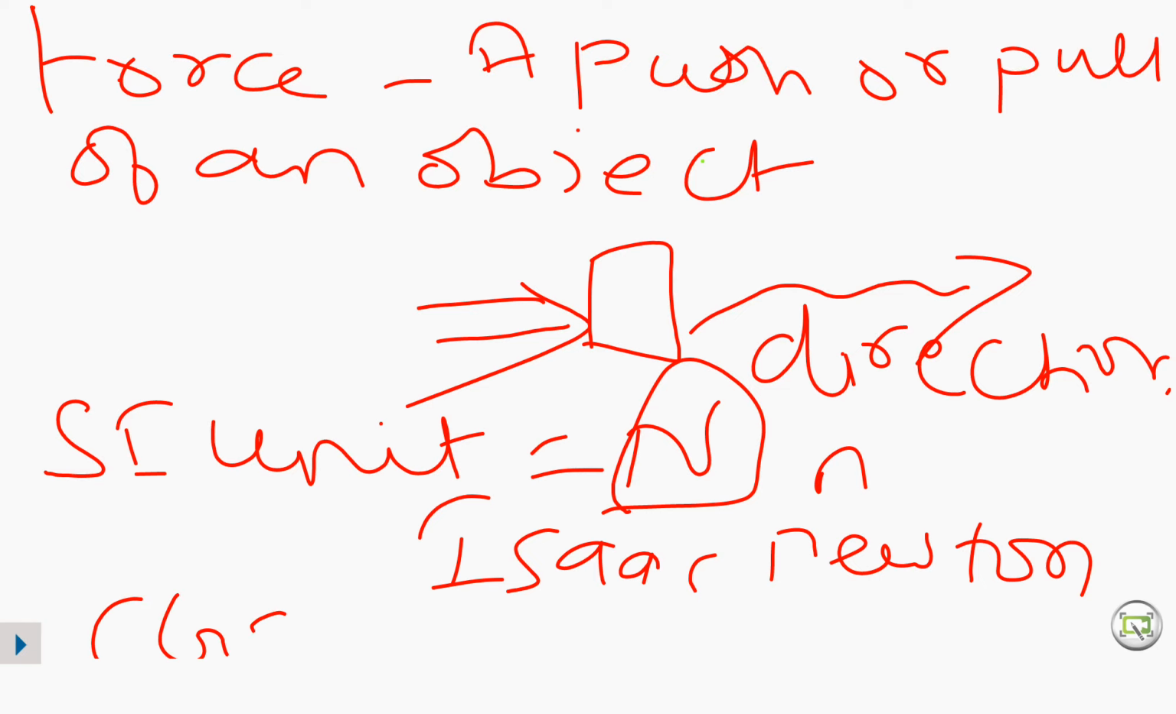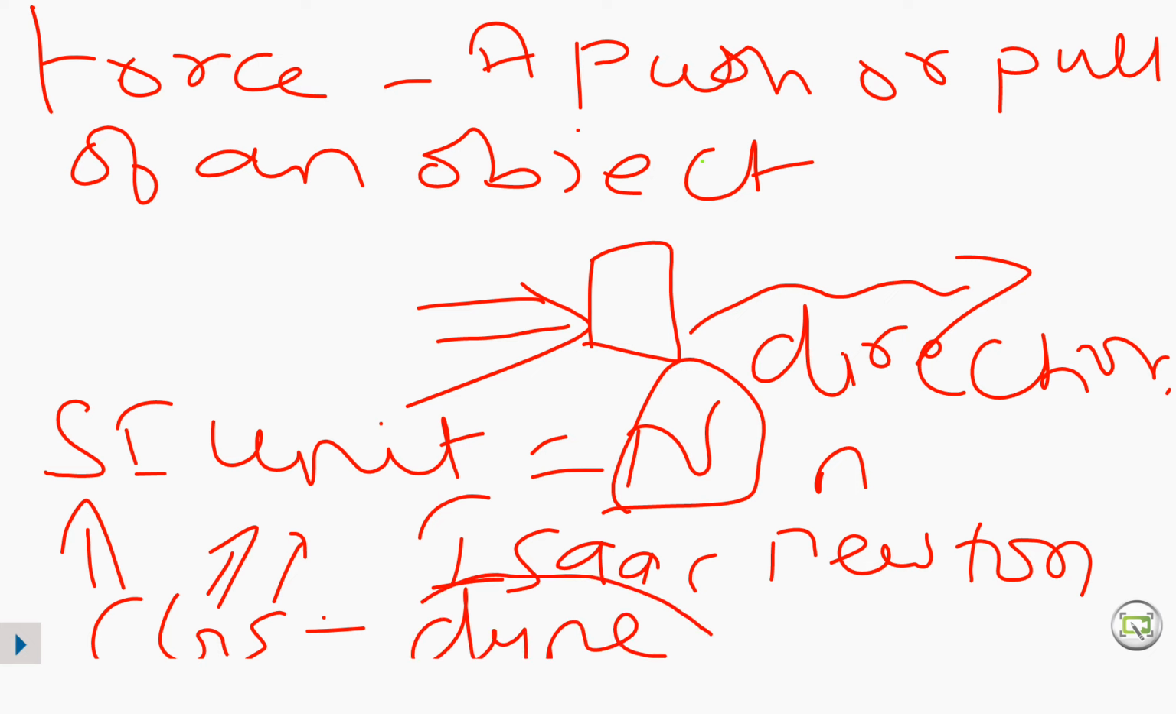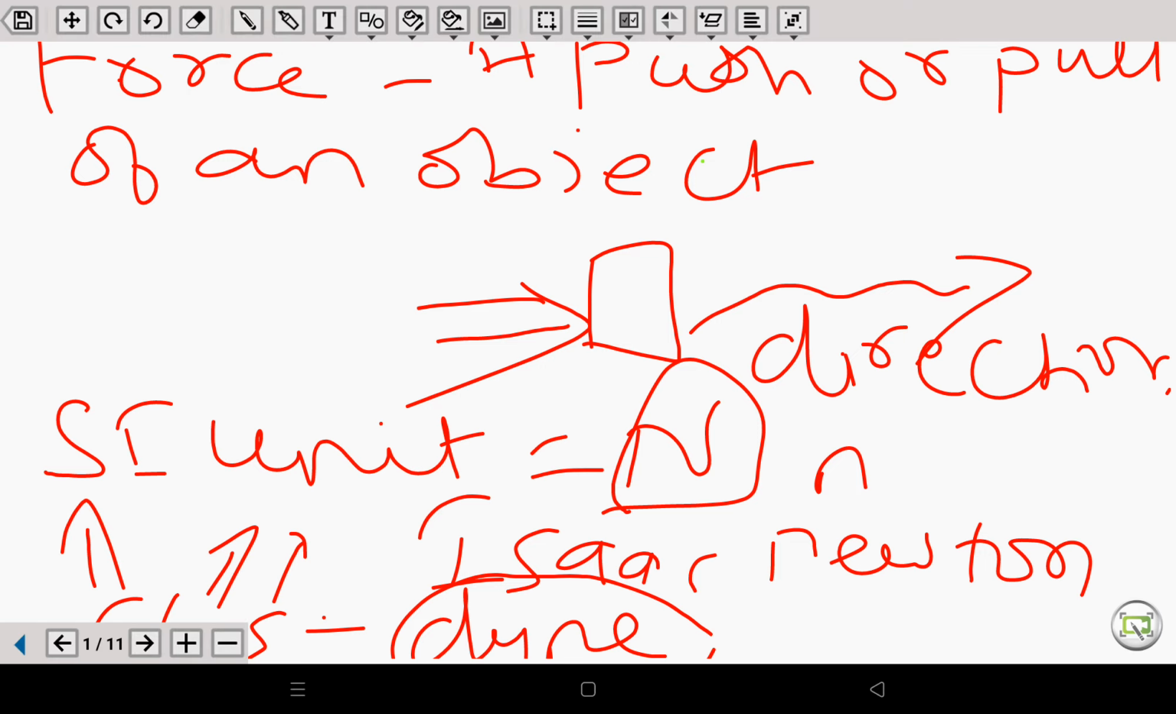So what is the CGS unit? What is the meaning of CGS? C stands for centimeter, G stands for gram, S for second. So the CGS unit of force is dyne. You have come across this word dyne. So this is the CGS unit of force. Now we will see the relation between dyne and Newton.